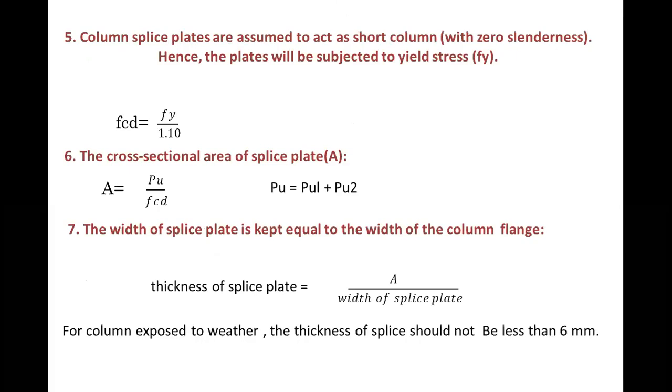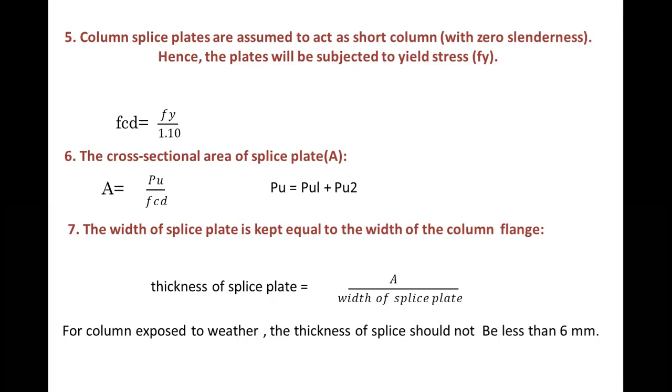Next, column splice plates are assumed to act as a short column, right? Hence the plates will be subjected to yield stress Fy. So FCD is equal to Fy divided by 1.10. Next criteria is the cross-sectional area of splice plate, which is known as A, is equal to PU divided by FCD, right?